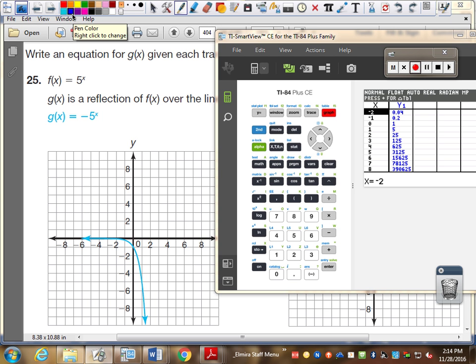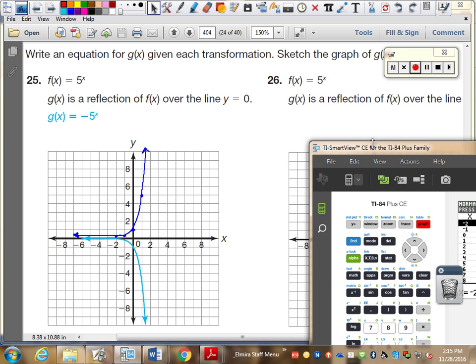So, original function, -2, 0, 1, 1, 5, 2, 25 doesn't fit, but I got enough points here I can see the curve. Okay, I want you to draw the original function. Then it tells you what you're doing. You're reflecting over the line y equals 0, which is the x-axis.